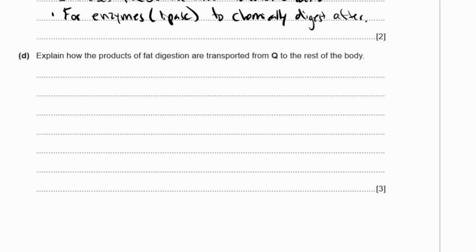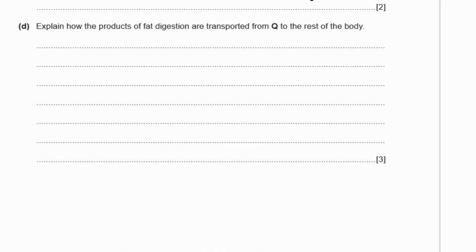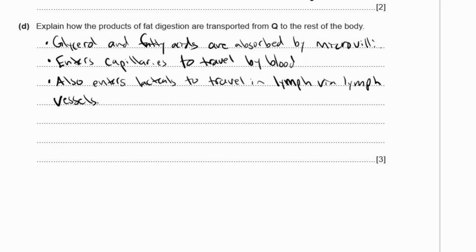D. Explain how the products of fat digestion are transported from Q to the rest of the body. Okay, so Q is the small intestine. So first of all, the glycerol and fatty acids are absorbed by microvilli, and they get absorbed into 2 places. They can enter the capillaries, or they can enter the lacteals. So it enters the capillaries to travel by blood, and it also enters the lacteals to travel in lymph via the lymph vessels, and the lymph empties into the blood. All right.